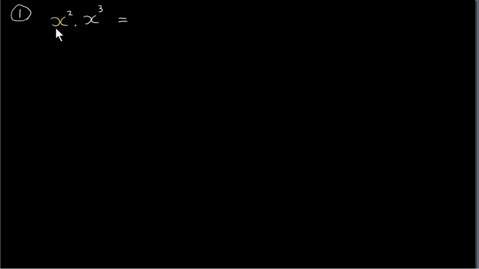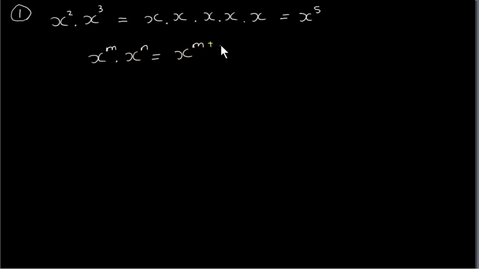Of course, the base number doesn't have to be a number that we know. It could be some unknown quantity that we can call x. If we want to multiply x squared by x cubed, x squared means x times x. X cubed means x times x times x. So we have 5 x's altogether, or x to the power of 5. So in general, if we have x to the power of some number m multiplied by x to the power of a different number n, then the result will be x to the power of m plus n.